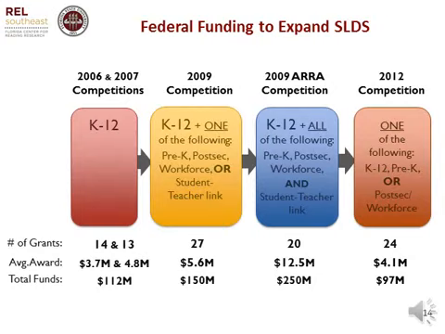The 2006 and 2007 competitions focused on trying to support states in bringing all of their separate K-12 systems together and developing the longitudinal nature of their systems. There were 27 grants with a total of $112 million.